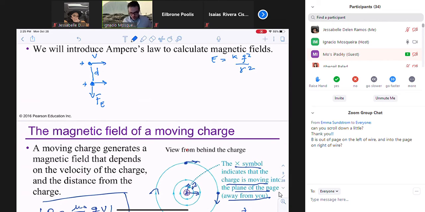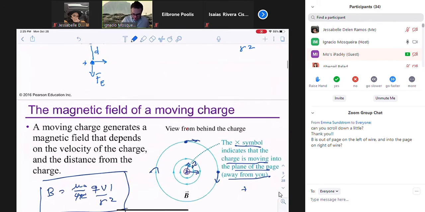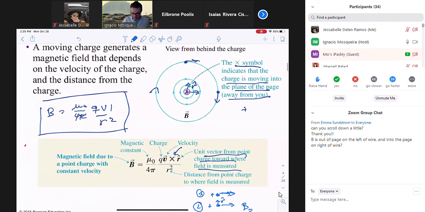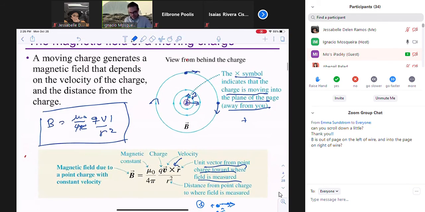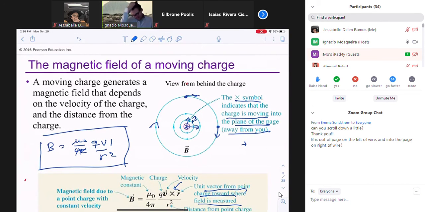Okay, so the first question is, that's the electric force on the bottom particle. Based on this formula, what is the direction of the magnetic force? That's not going to be that easy, right? You've got to do two pieces here, but you can do it.